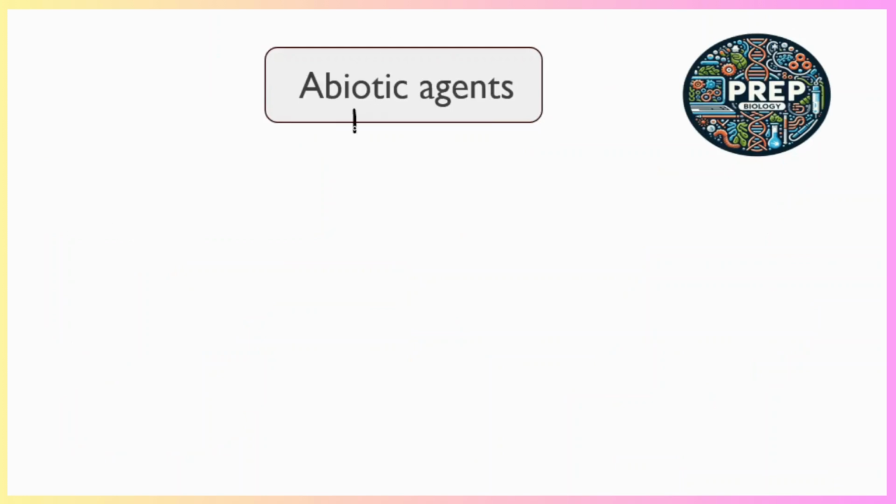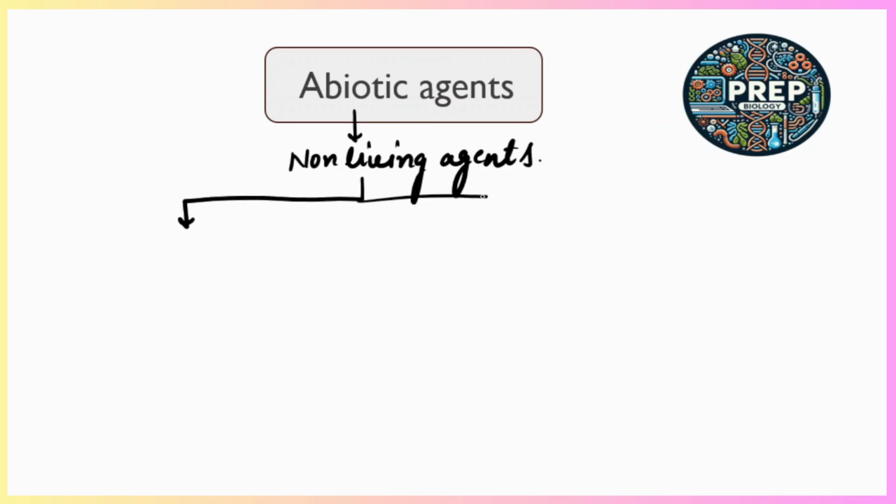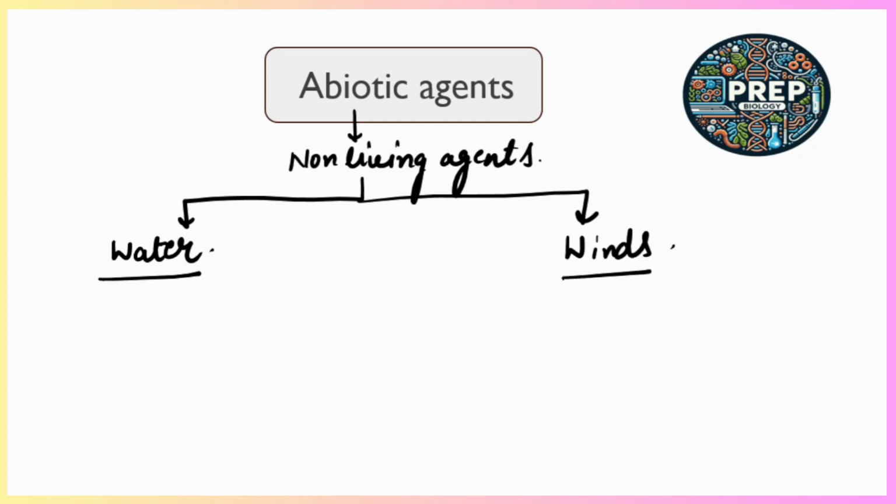As the name suggests, abiotic means non-living. Non-living agents which help in the pollination process. So under the abiotic agents, we have two main abiotic agents. First one is pollination by water and by winds. So the first agency under the abiotic agent is the pollination by water, and the second one is the pollination by winds.